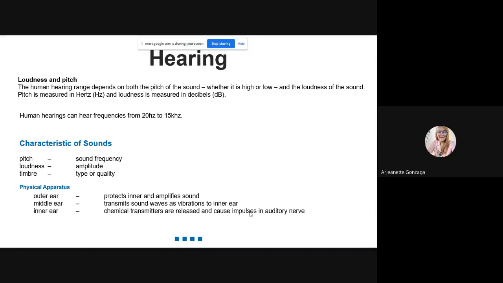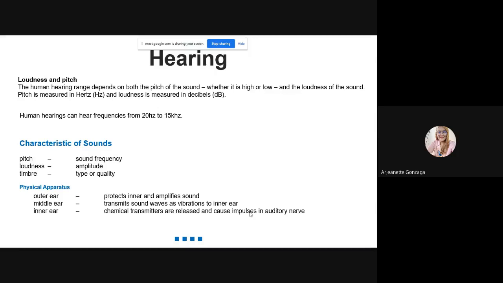Okay, so there is a variety of sounds in our environment. Ranging from faint sounds like bird song and rustling leaves to louder sounds like music or yelling or yung industrial noise. Human hearing range is called the audible range. So we have our characteristics of sounds: the pitch or the sound frequency, the loudness or the amplitude, and the timbre, kung sa Tagalog, the type or quality.